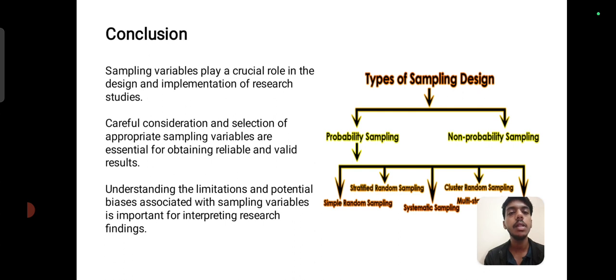Conclusion. Sampling variables play a crucial role in designing and implementing research studies. Careful consideration and selection of appropriate sampling variables are essential for robust, reliable, and valid results. Understanding the limitations and potential biases associated with sampling variables is important for interpreting research findings.